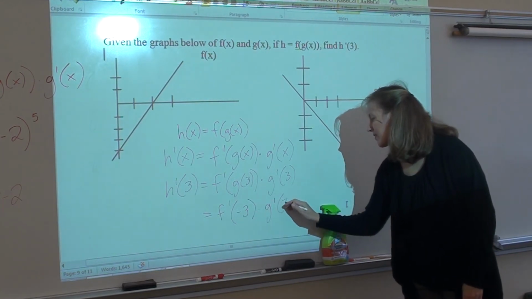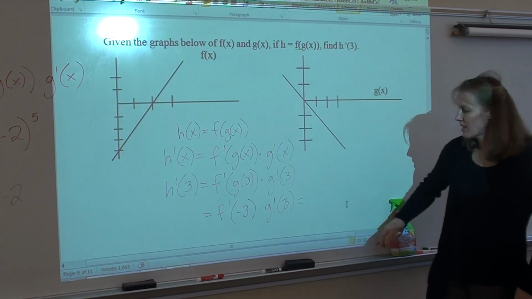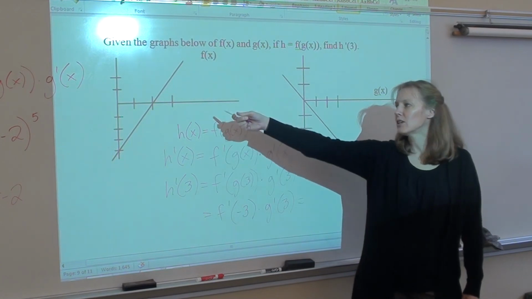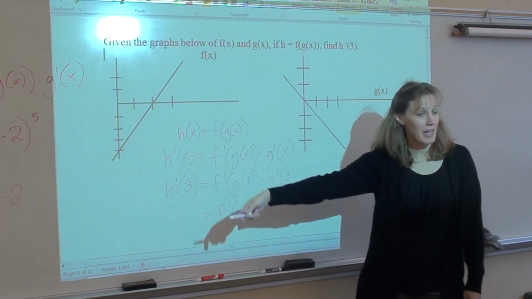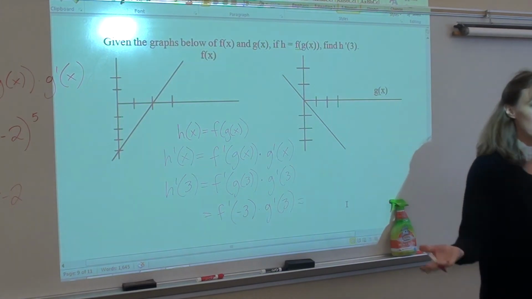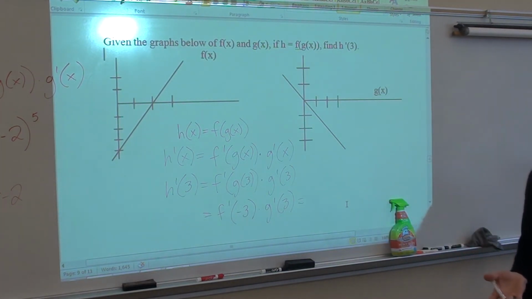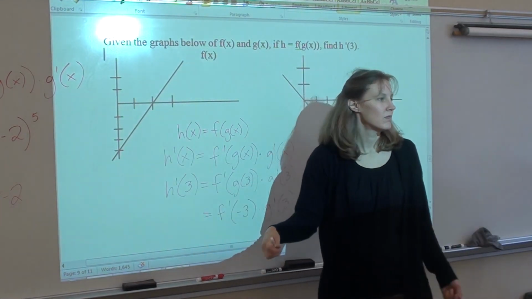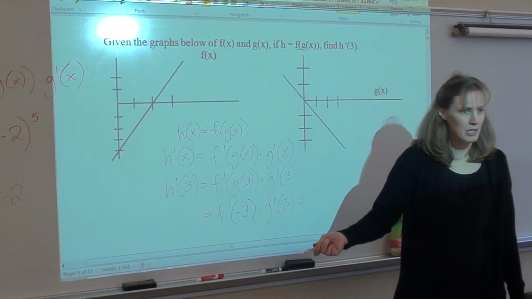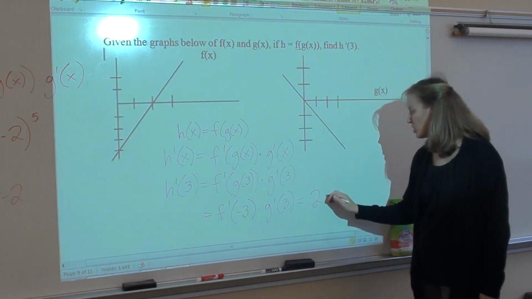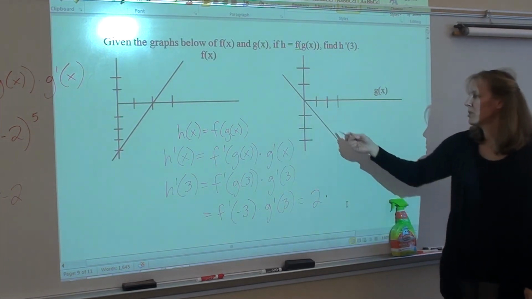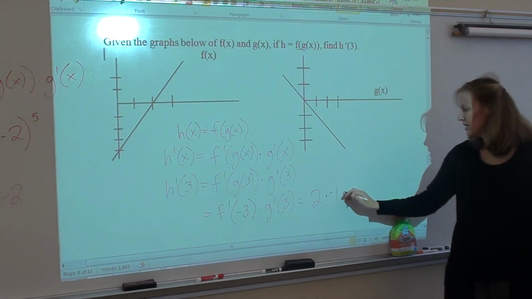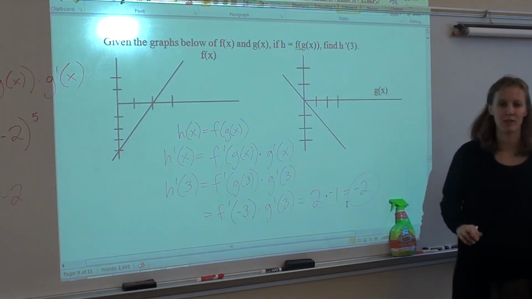Okay, now here's the thing. We need f prime of negative 3. Now this is a linear function. So f prime is the same anywhere in the function because f prime is the same as the slope, right? So we're just talking about the slope of this line. So we go up 4 over 2. What's the slope? 2. It's 2 anywhere. Does that make sense? So f prime of negative 3 is 2. G prime of 3 is the slope of this line, which is negative 1. So what's our answer? Negative 2.